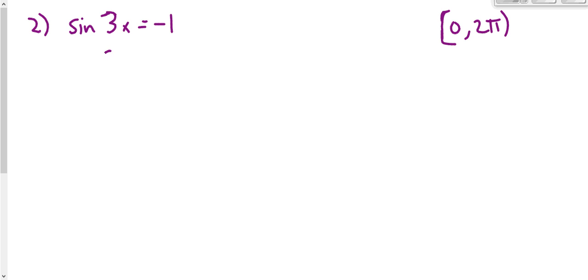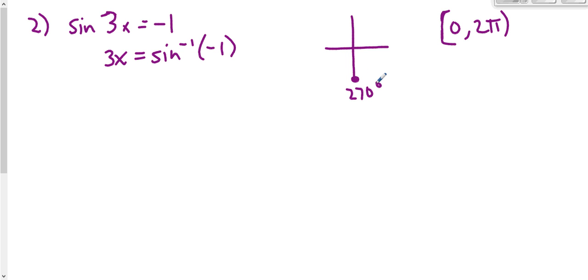For now, what we want to do is take the inverse sine of both sides. 3x equals inverse sine of negative 1. And now let's figure out that angle. So the angle whose sine is negative 1 would be 270 degrees, and that would be 3 pi over 2 radians. So 3x equals 3 pi over 2. That's the one answer you get when you go around the circle one time.